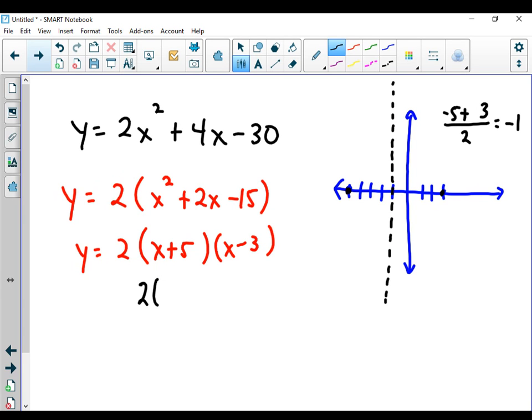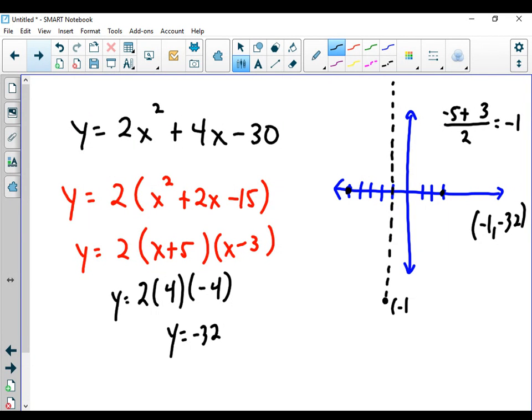Negative 1 plus 5 would be 4. Negative 1 minus 3 would be negative 4. So my y value is going to be 8 times negative 4, or negative 32. So my y value for my vertex would be at negative 32, down in here. And then I can make my graph from there.